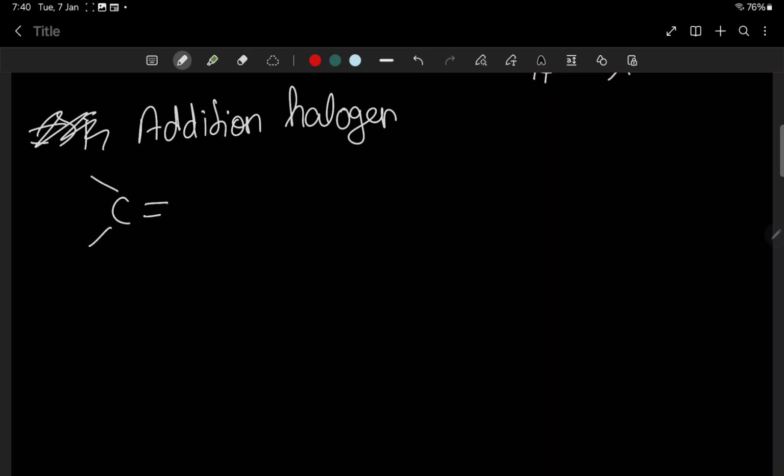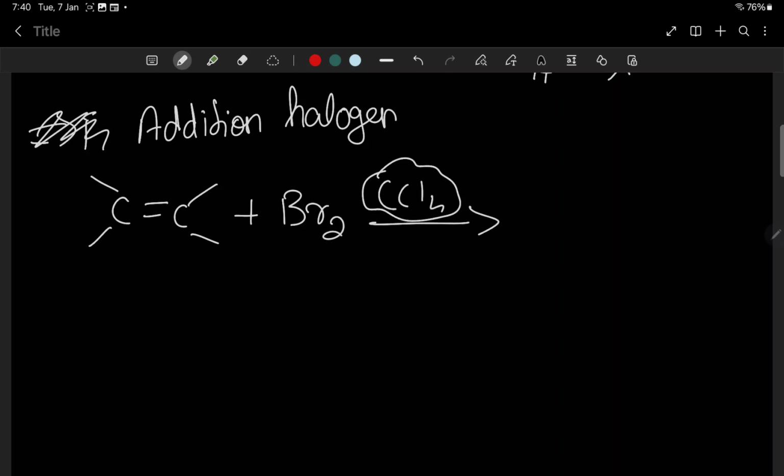Now from alkene itself, instead of addition of HX, what we are going to do is directly add halogen. That is a double bond compound. Directly we are adding Br2 in presence of, this is very important, CCl4. Before this, very important, here what is formed? A cyclic halonium ion is formed.